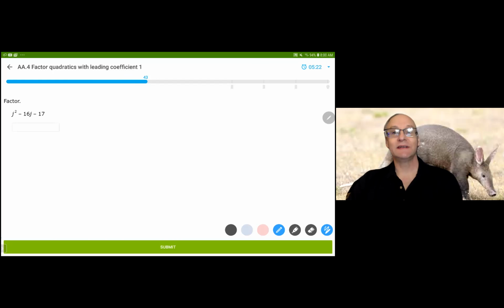Now we have a 17. Now this one gets a little more complicated because in this one we have to choose the negative and positive. In order to get 17, we had to multiply 1 times 17. That's the good news. There is only one way to get 17, 1 times 17.